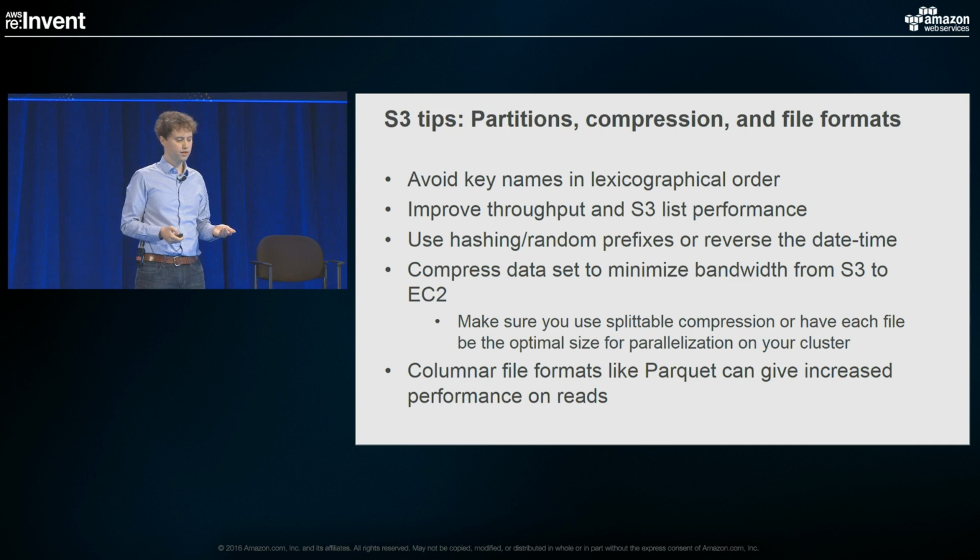Just a couple tips for S3. You want to try and avoid key names in lexicographical order if you're doing very large scans. It'll increase your throughput and list performance. Also, utilizing compression, splittable compression, if it's appropriate depending on your file size, will really reduce the bandwidth from S3 to the cluster nodes in EC2. And use columnar formats like Parquet. As many of you know, Spark has really great integration with Parquet to easily create data frames from Parquet files. Besides just usability, performance also makes a big difference if you're just filtering down and selecting columns.